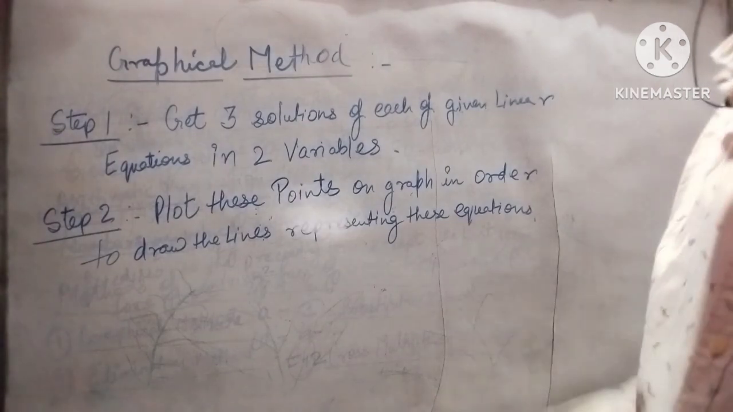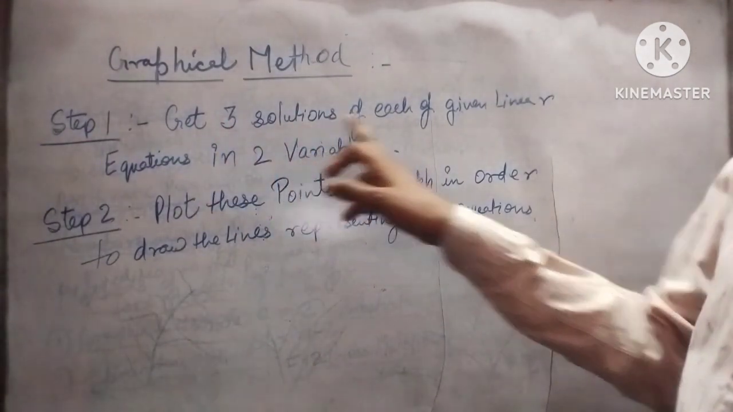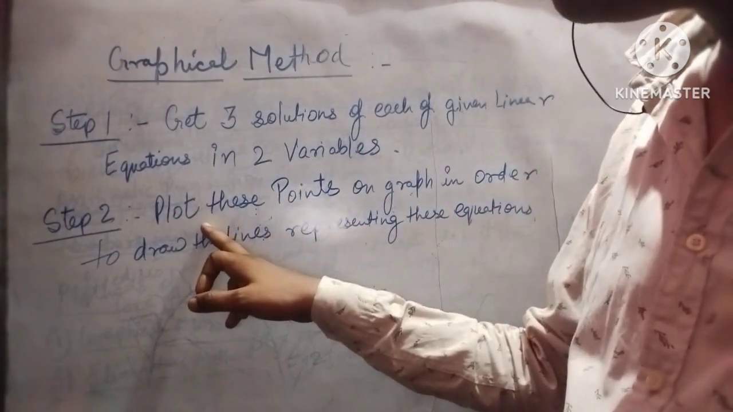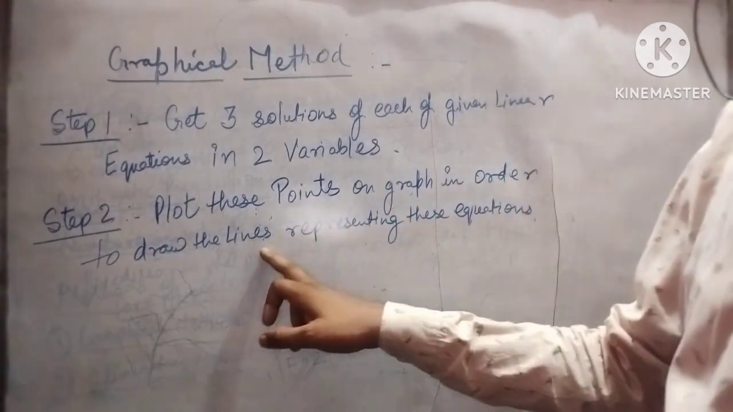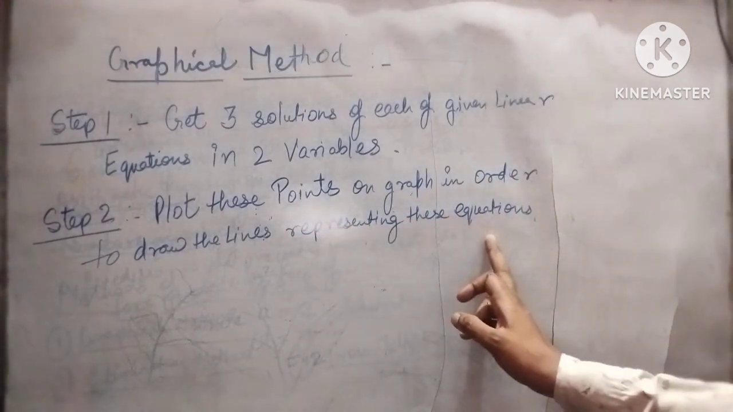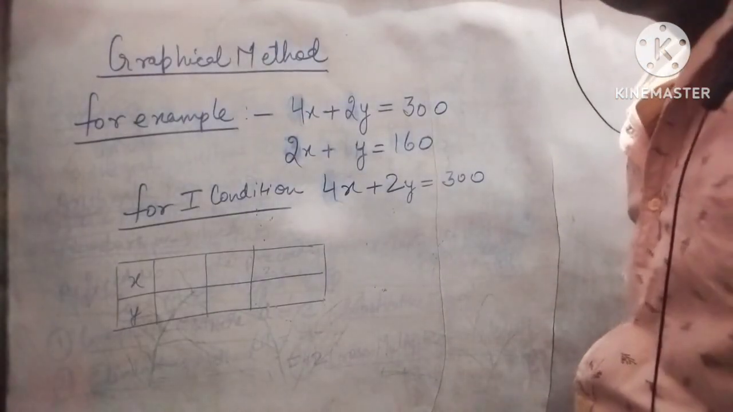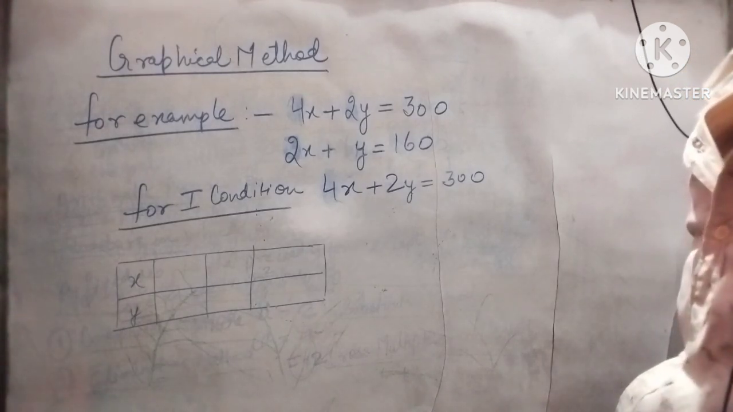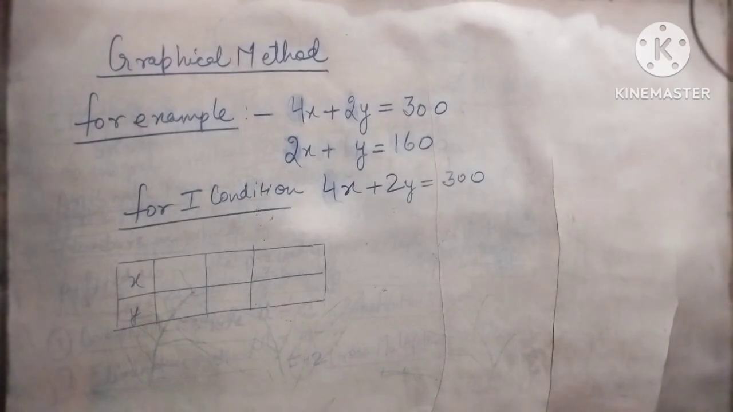As our first method is graphical method, so what we have to do, we have to find out the three solutions of each of the given linear equations in two variables. And after that we will plot these points on the graph paper in order to draw the lines which represents these equations. Now let us take an example for a graphical method, that how we are going to find out the solutions of a pair of linear equations in two variables.